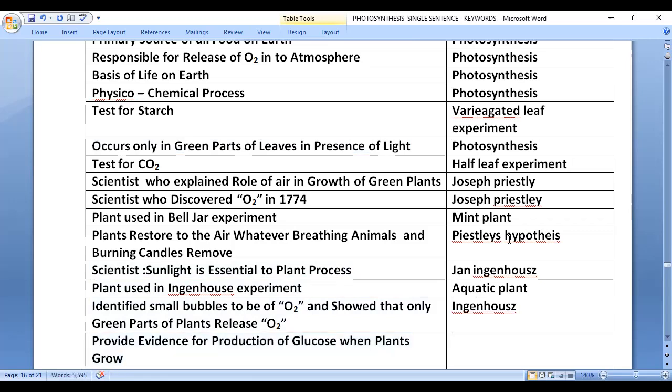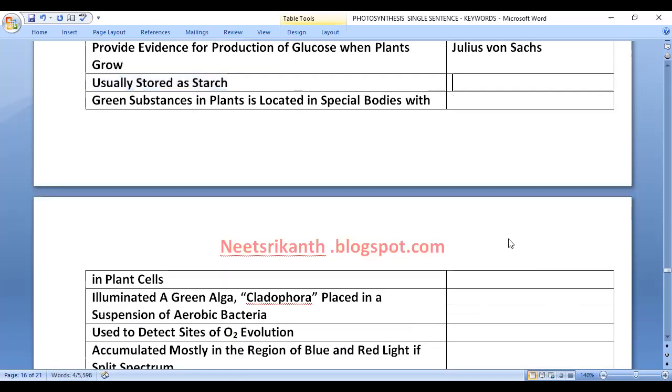Scientist who provided evidence for the production of glucose when plants grow: Julius von Sachs. Glucose is usually stored as starch. Green substances in plants are located in special bodies in plant cells. Scientist: Julius von Sachs.